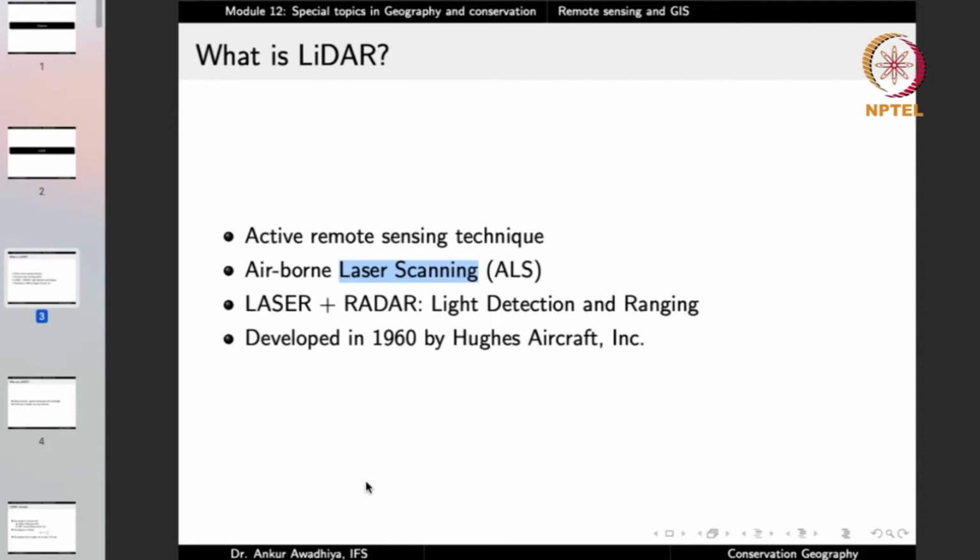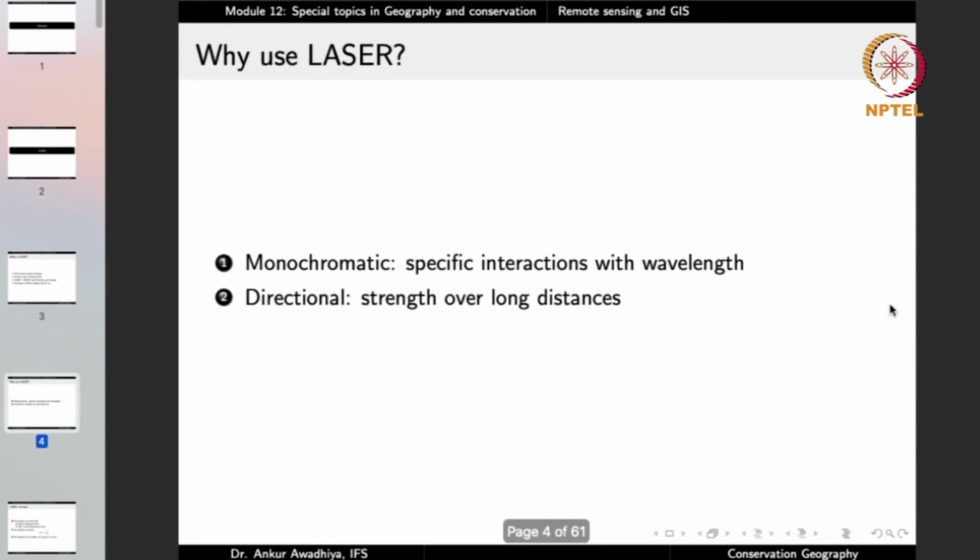So it uses light amplification by stimulated emission of radiation to scan the different objects. The word comes from a combination of laser plus radar, and we can say that it is light detection and ranging, LIDAR. It was developed in 1960 by Hughes Aircraft Incorporated. Now the thing is, why do we make use of lasers? Lasers have some very specific properties that make them very useful for LIDAR.